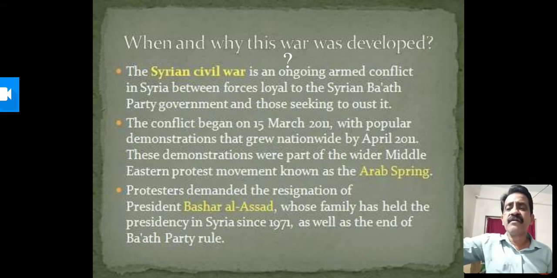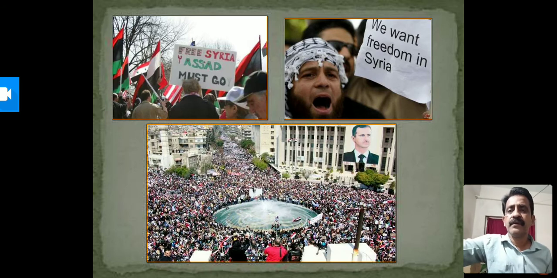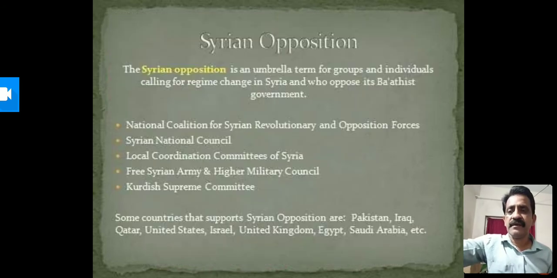The conflict began on 15th March 2011 with popular demonstrations that grew nationwide by April 2011. These demonstrations were part of the wider Middle Eastern protest movement known as the Arab Spring. Protesters demanded the resignation of President Bashar al-Assad, whose family has held the presidency in Syria since 1971, as well as the end of Ba'ath party rule. So that's how it happened over there in Syria.